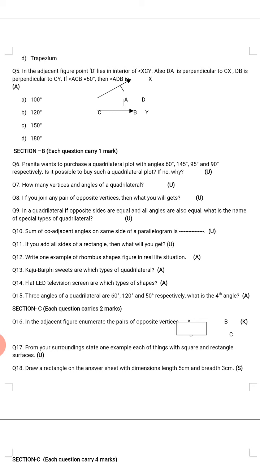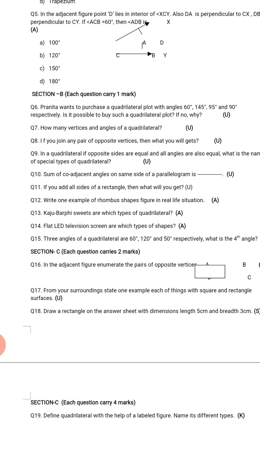Now, three angles of a quadrilateral: one quadrilateral is given, one angle is 60 degrees, another angle is 120 degrees, the third angle is 50 degrees, and the fourth angle is not given. So you have to find the fourth angle. This question goes to the application, because students already know the sum of four interior angles of a quadrilateral is 360 degrees, and they will apply the formula. That's why this question goes to the application.